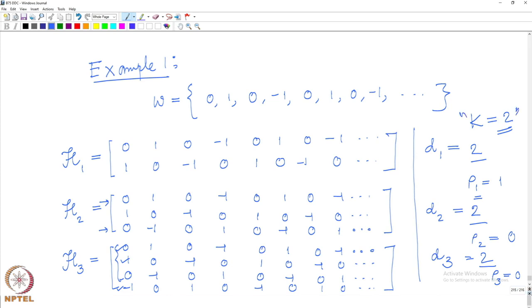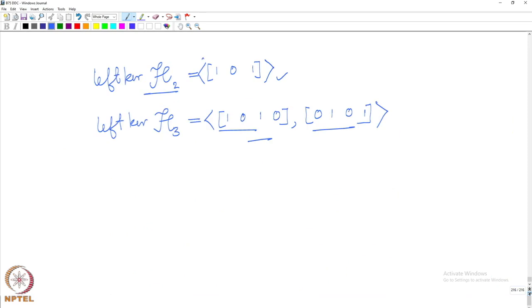Now, if capital K is equal to 2, notice that when I compute the left kernel of H 3, I get a new independent equation, which is 4th order. But this is not a new 4th order equation. Why? Because it is actually a shifted version of the old equation.